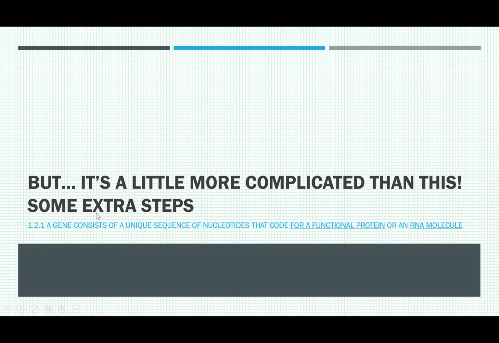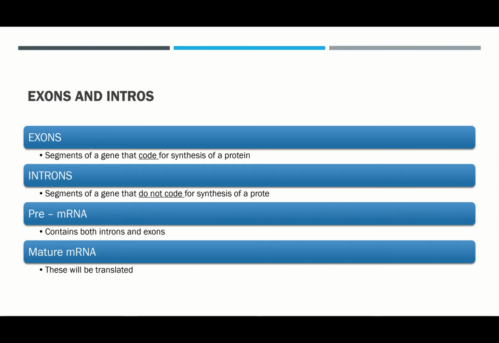But it's more complicated than this. There are some more extra steps in it. Now we need to learn about exons and introns. Exons are segments of a gene that code for synthesis of a protein, and introns are segments of a gene that do not code for synthesis of a protein. There is pre-mRNA, which contains both introns and exons, and there is mature mRNA, which will be translated.